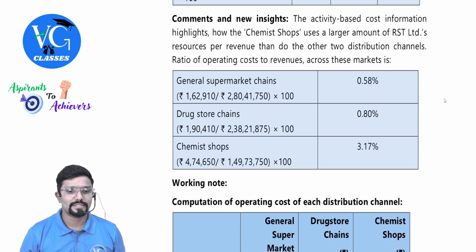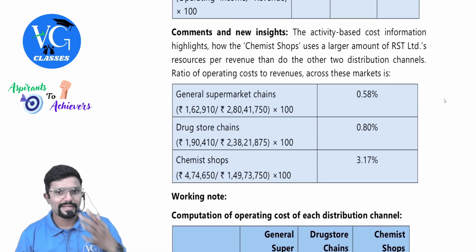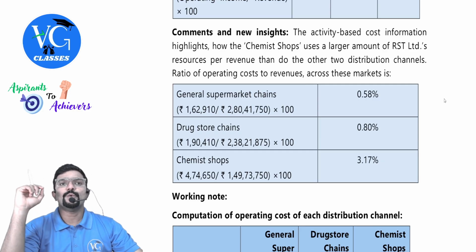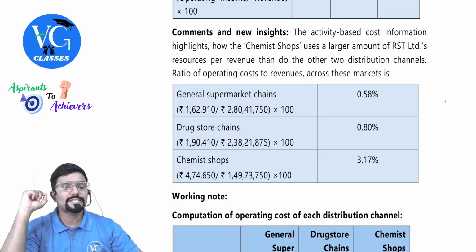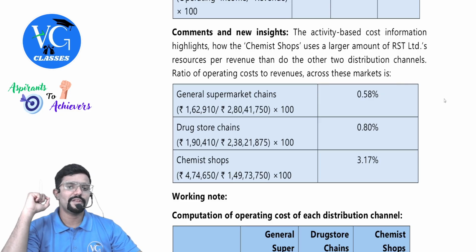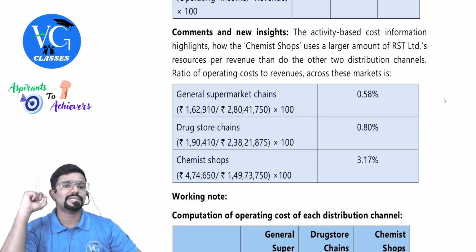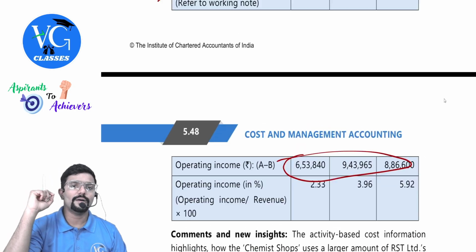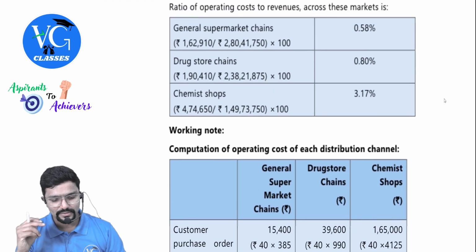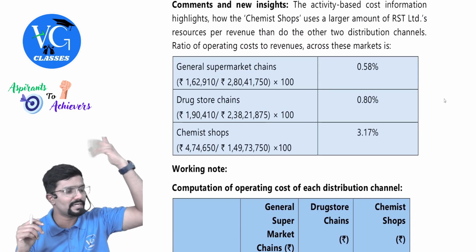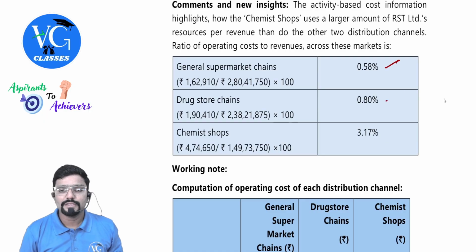Comments also they have asked. Let us give the comment, not your social media comment. Comment on new insights. The activity-based cost information highlights how the chemist shop uses a larger amount of RST limited resources per revenue than do the other two distribution channels. Ratio of operating cost to revenues across these markets. Now we are dividing operating cost with revenue and checking what the percentage is. Revenue is done in the first calculation. We have to take those percentages, 0.58, 0.180 and 3.17.